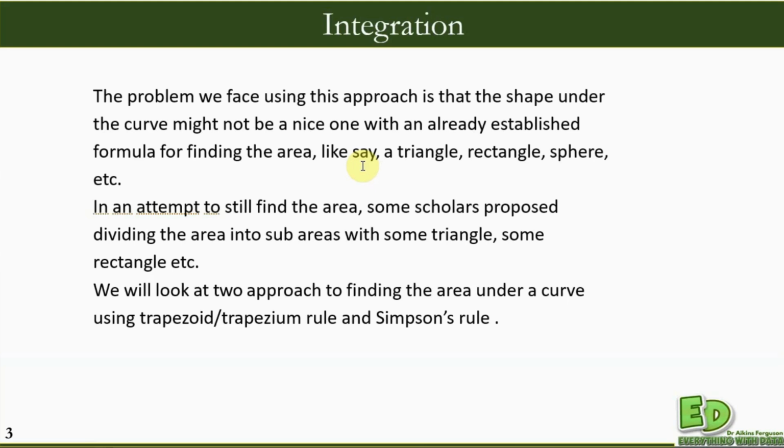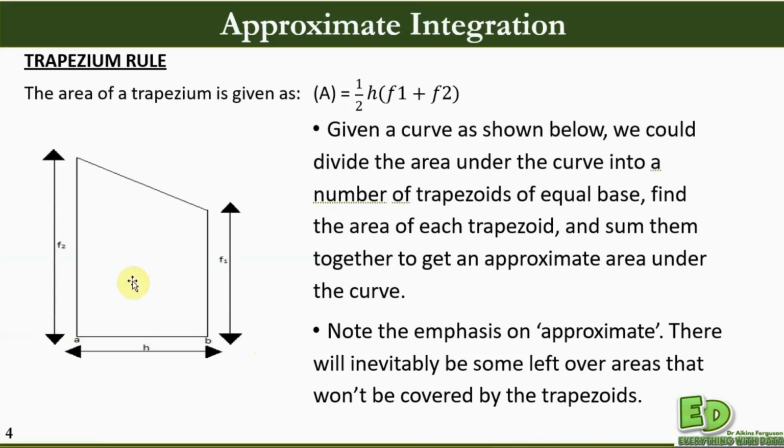So there we come to the types of approximate integration, or the two rules that we have. First one is the trapezium or the trapezoid rule. Second one is the Simpson's rule. We are going to look at the first one, the trapezium rule, and then we'll come back to the second one, the Simpson's rule. The trapezium rule is going to help us to estimate the area under a curve when it becomes too difficult to find the area under the curve we have.